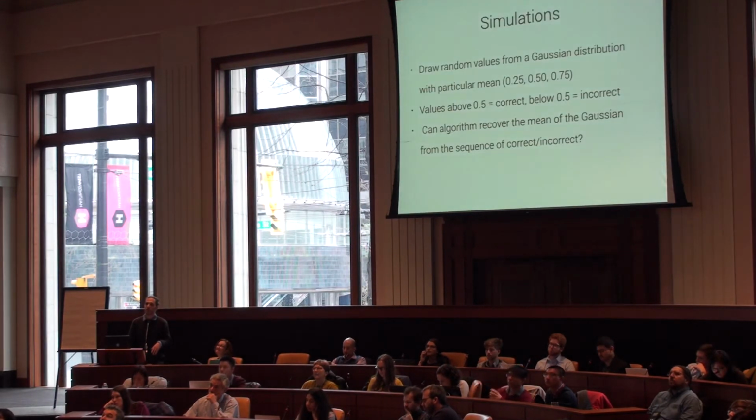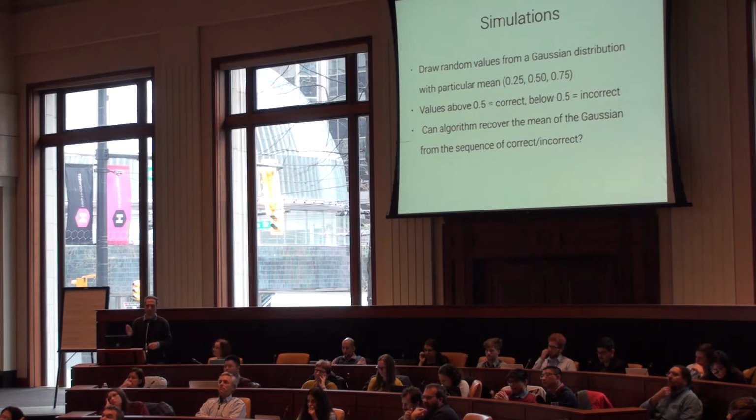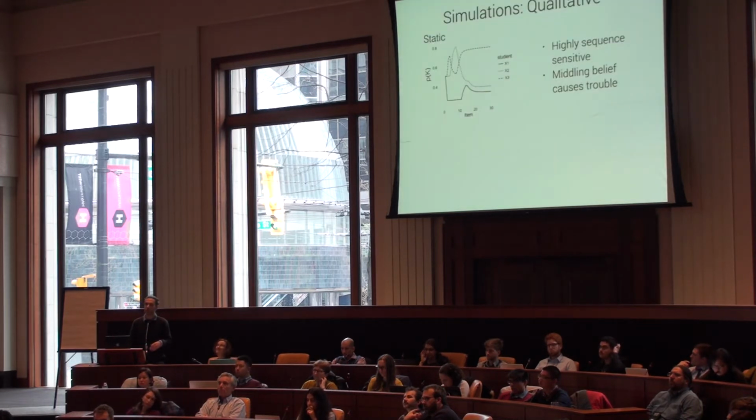The simulations were essentially, we're going to draw random values from a Gaussian distribution where I've set the mean at different levels, and then if it's above 0.5, then this particular modeled student is correct, and if it's below, then it's incorrect. And then what we want to know is, can this algorithm recover those values from just random sequences of data of incorrect and correct.